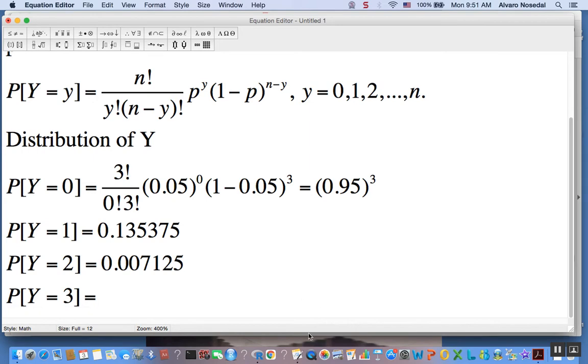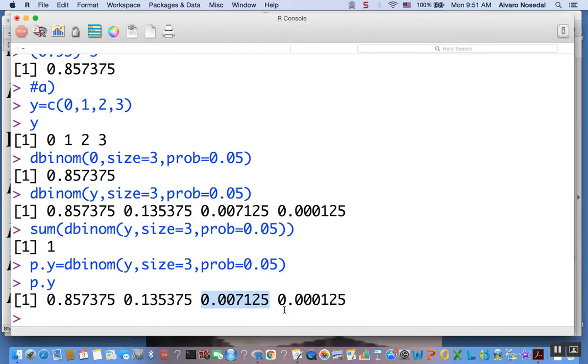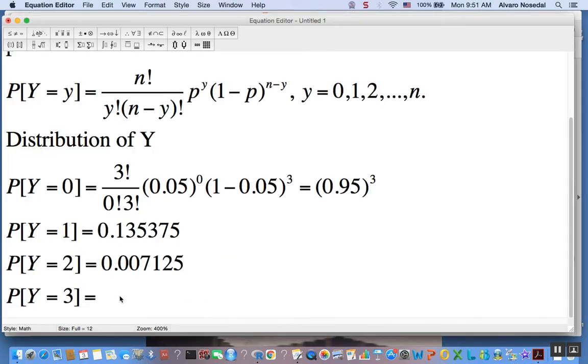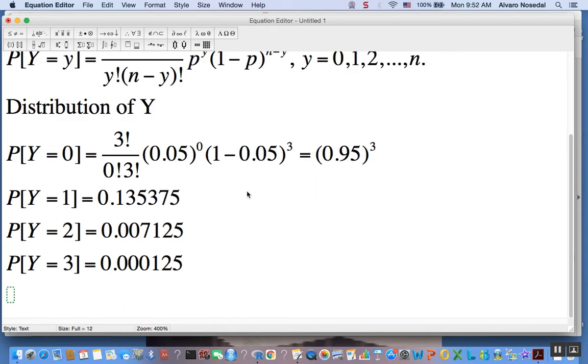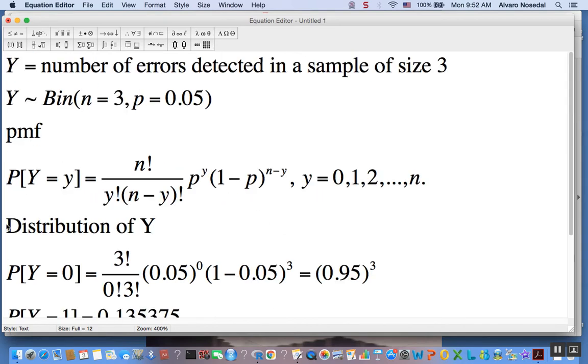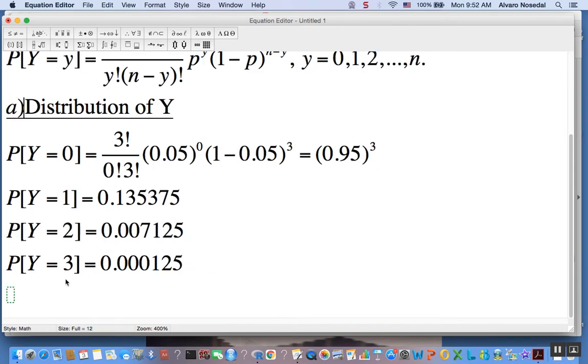And y equals 3 would be this one here. Okay, so part A is done. We found the distribution of a random variable y.